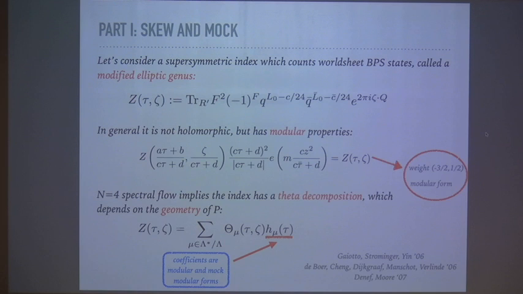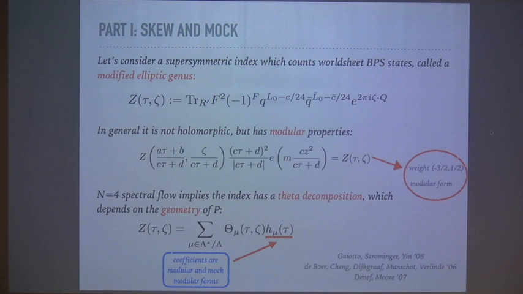So in particular, one can consider a supersymmetric index of the type that Professor Eguchi talked about, which counts world sheet BPS states, but now in this (0,4) world sheet conformal field theory. And we'll call it the modified elliptic genus because it's slightly different than a usual elliptic genus. It has a few extra insertions of F, and it has a bunch of chemical potentials for various charges, which depend on the geometry of the threefold and the particular 4-cycle you pick. But these details won't be too important.